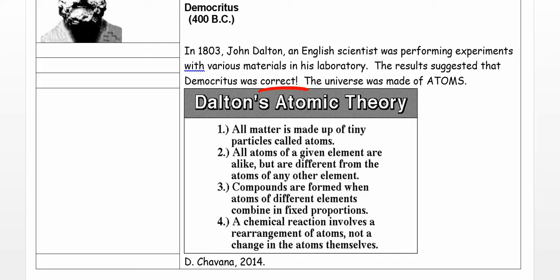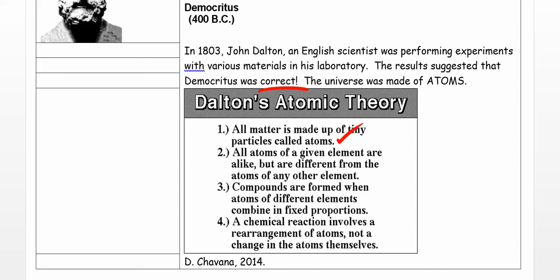But then again, we get to 1803, John Dalton, and he comes up with a series of experiments, some very painstaking experiments in which he's measuring the amount of matter that's present in these experiments. And here's what he comes up with. This is Dalton's atomic theory. Number one, all matter is made up of tiny particles called atoms. So he calls them atoms, right? Number two, all atoms of a given element are alike, but different from atoms of any other element, right?